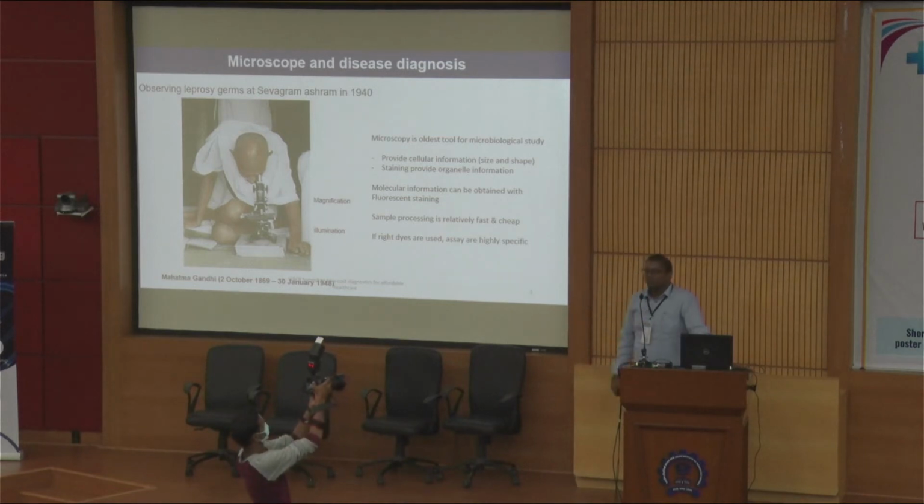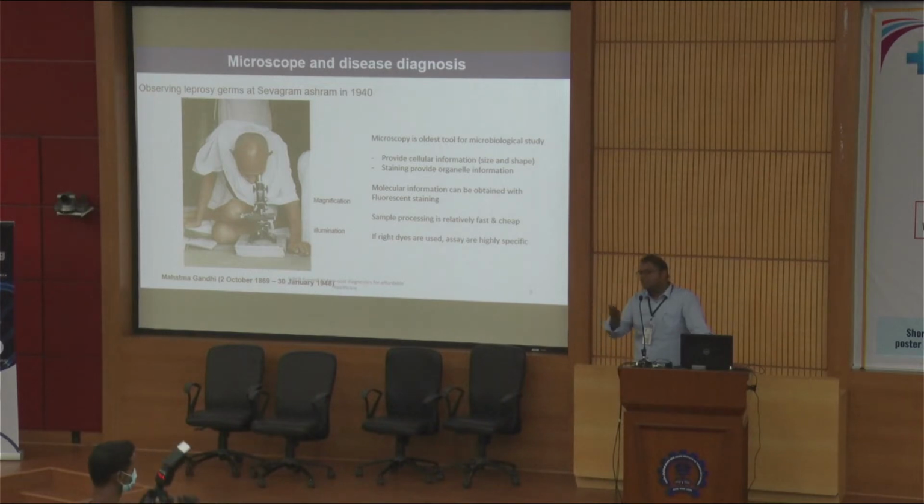This picture needs no explanation, right? This is Gandhiji using a microscope for leprosy identification. Microscopy, as most of the biologists here would know, is a fundamental tool. We use it to understand and visualize microscopic things. It's very useful to get the cell shape and dimensions at the microscopic level. Though we now have a lot of molecular assays, if you use the right kind of dye, microscopy can very specifically identify the particular pathogenic material.